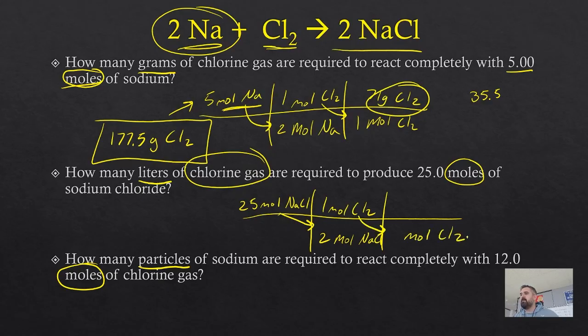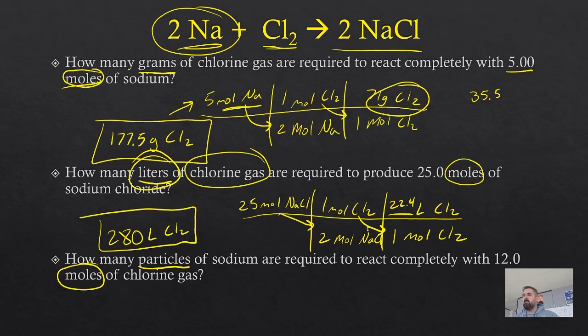And then what goes down here? Moles of Cl2, good. How many? And this time they're asking for liters, so volume. So we're going to put liters of Cl2. What number goes before liters? 22.4. Let's go ahead and plug that into our calculator. It's going to be 25 divided by 2, and then we're going to multiply by 22.4. And you should get 280. And what's the unit going to be? Liters of Cl2.